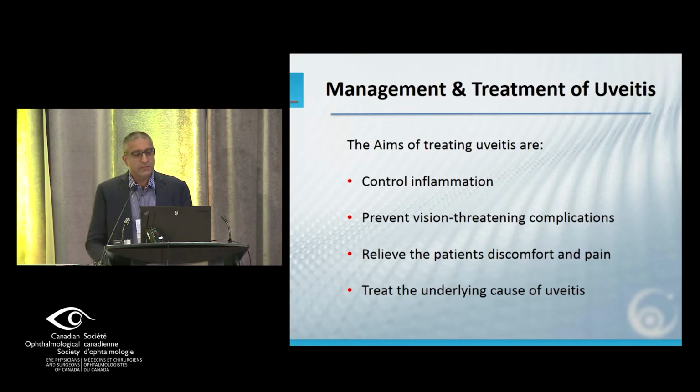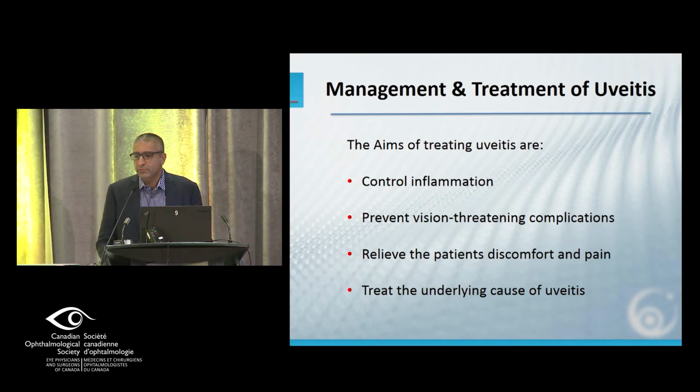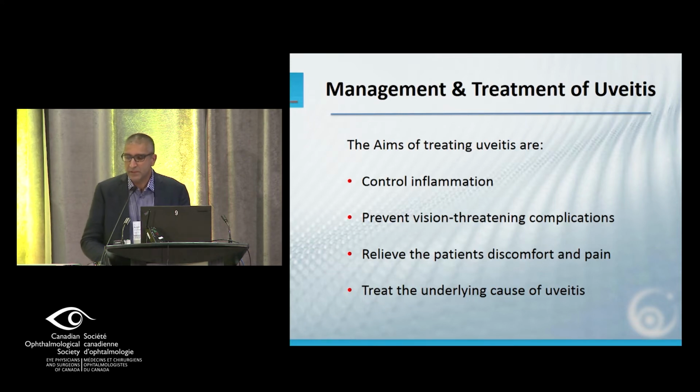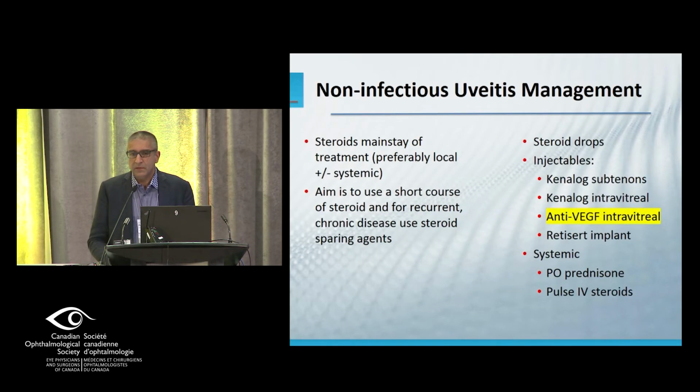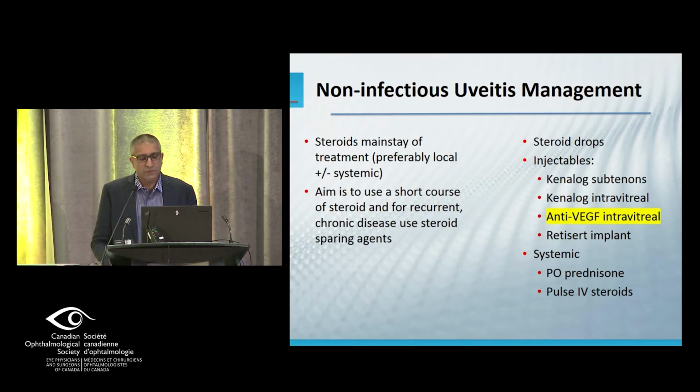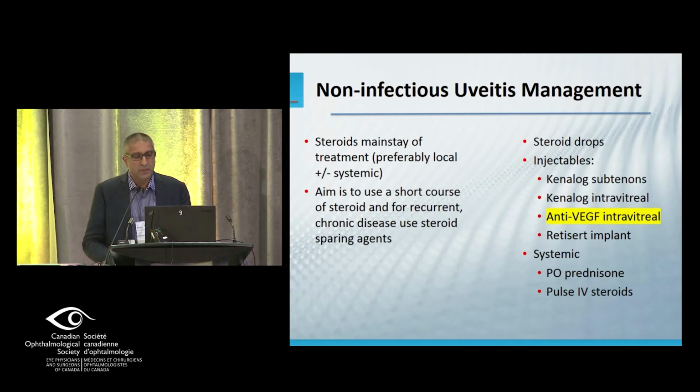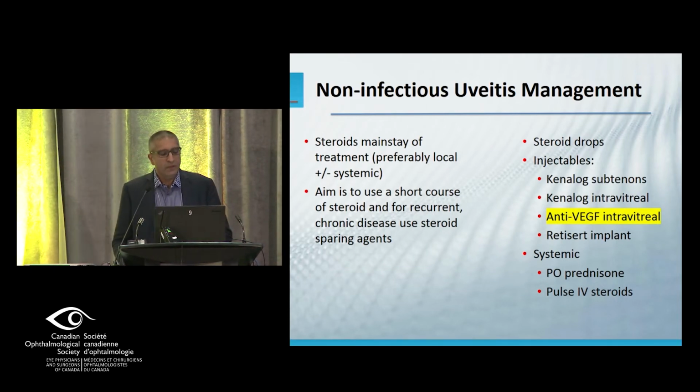In broad strokes, the general management of uveitis would include these steps: controlling inflammation, preventing vision loss through uveitic sight-threatening complications, alleviating pain and discomfort, and treating the underlying cause of uveitis. And typically, we use steroids as a mainstay of treatment, and those that require longer steroid treatments for recurrent chronic disease, we use steroid-sparing agents. And intravitreal agents have become part of this treatment paradigm.